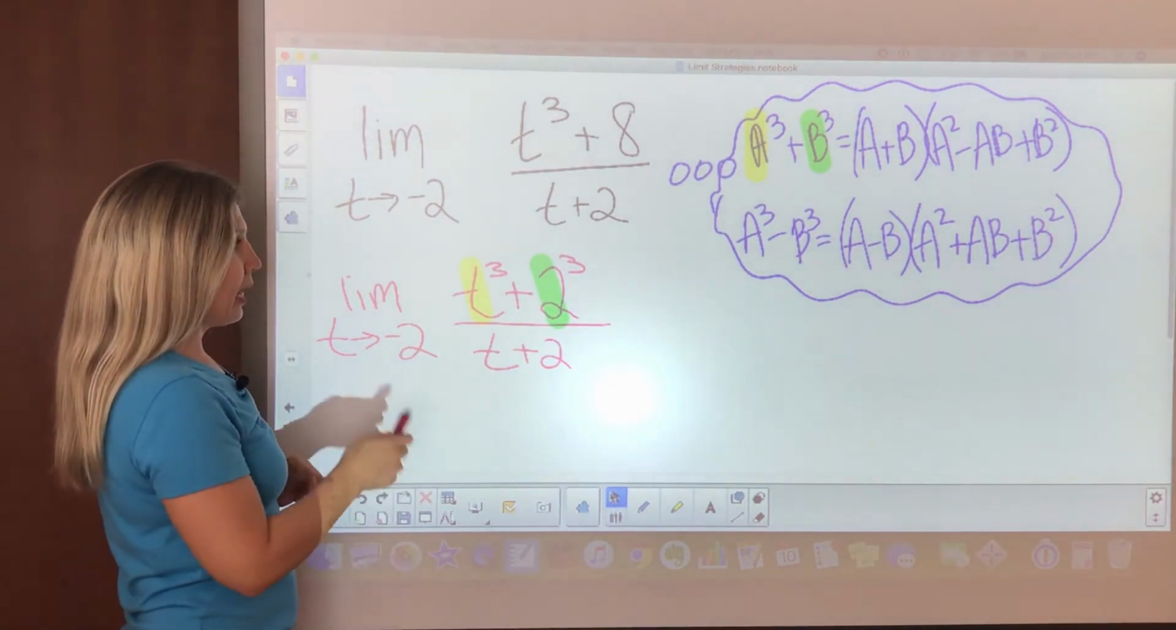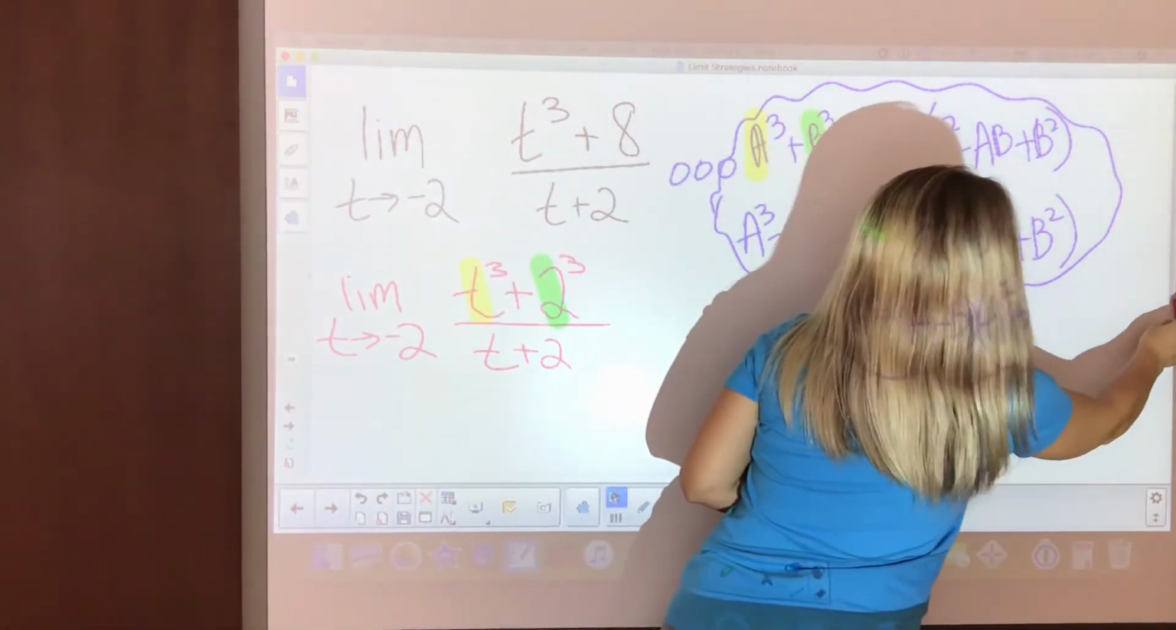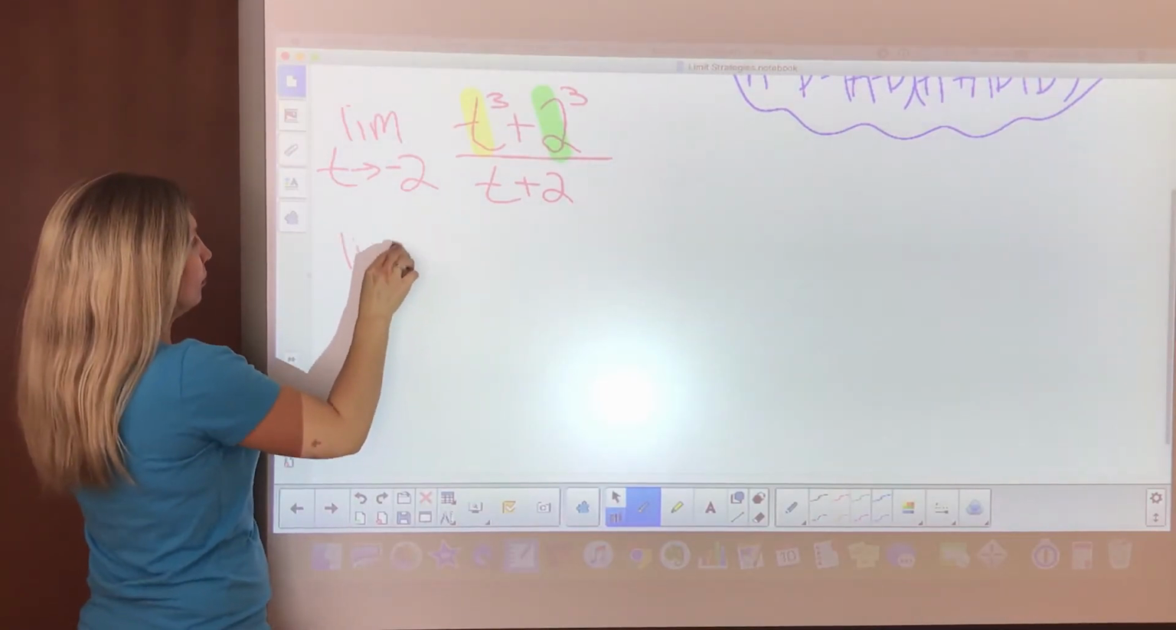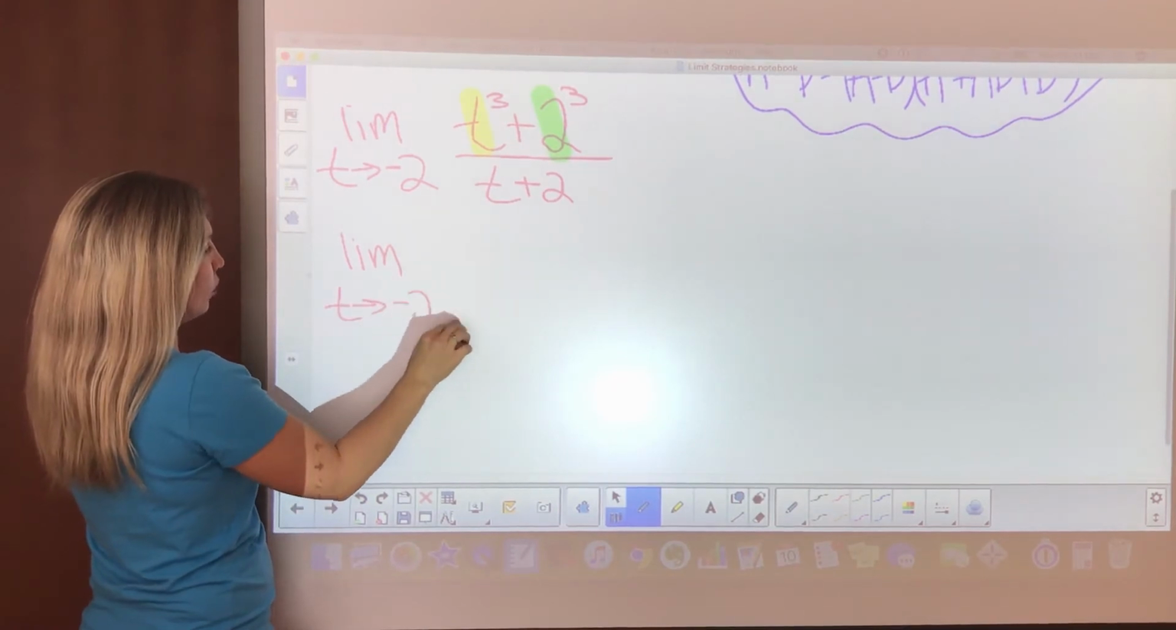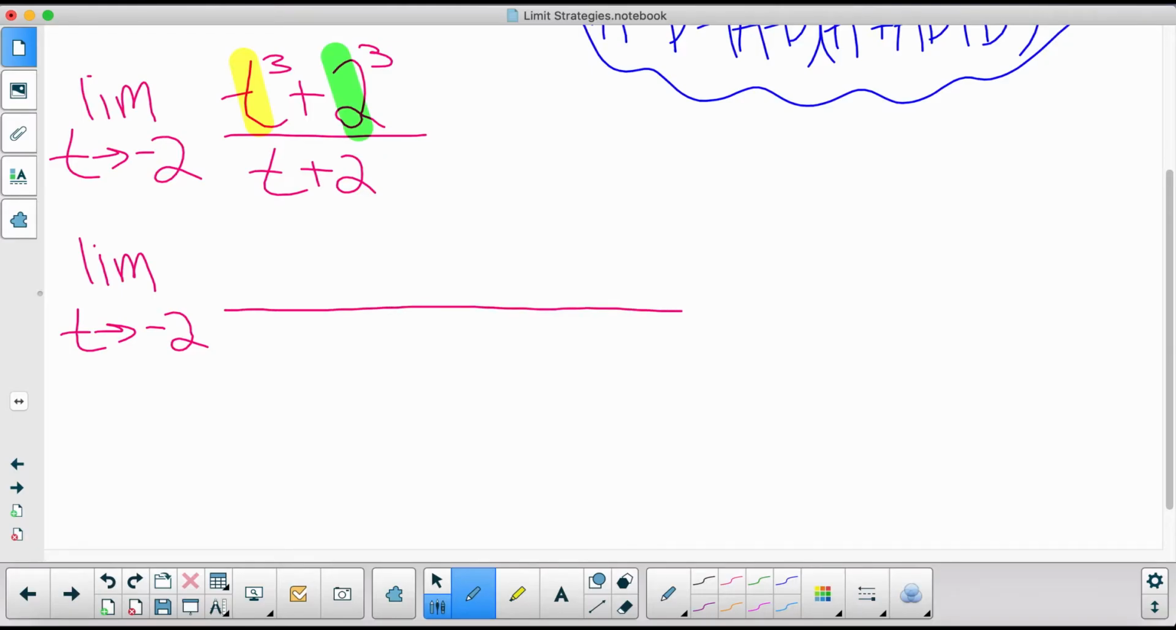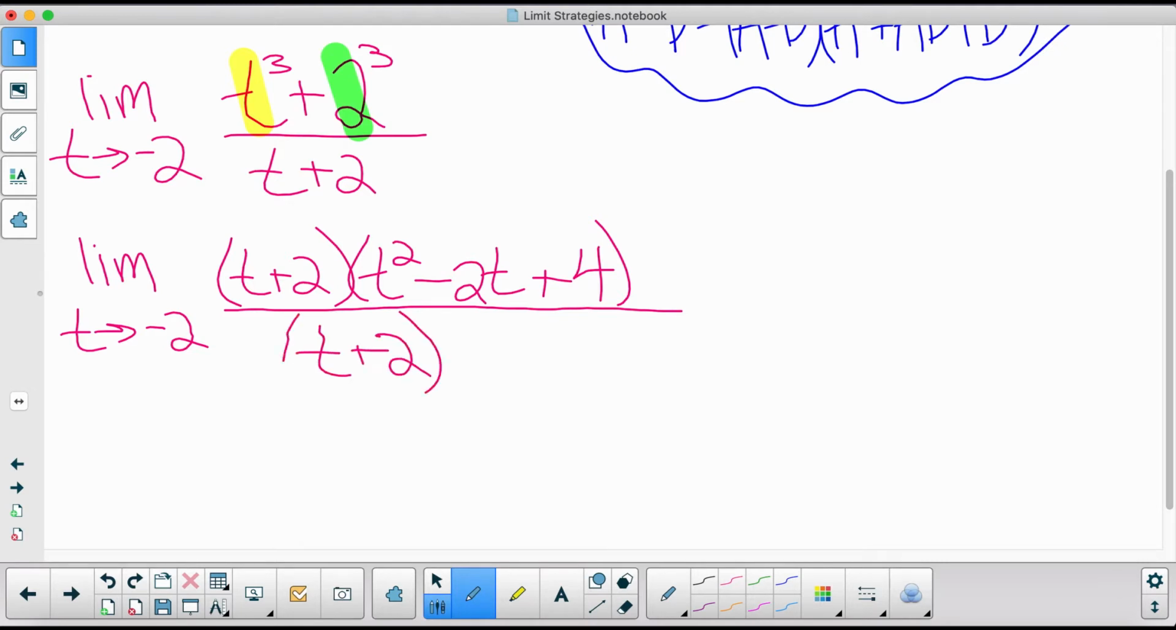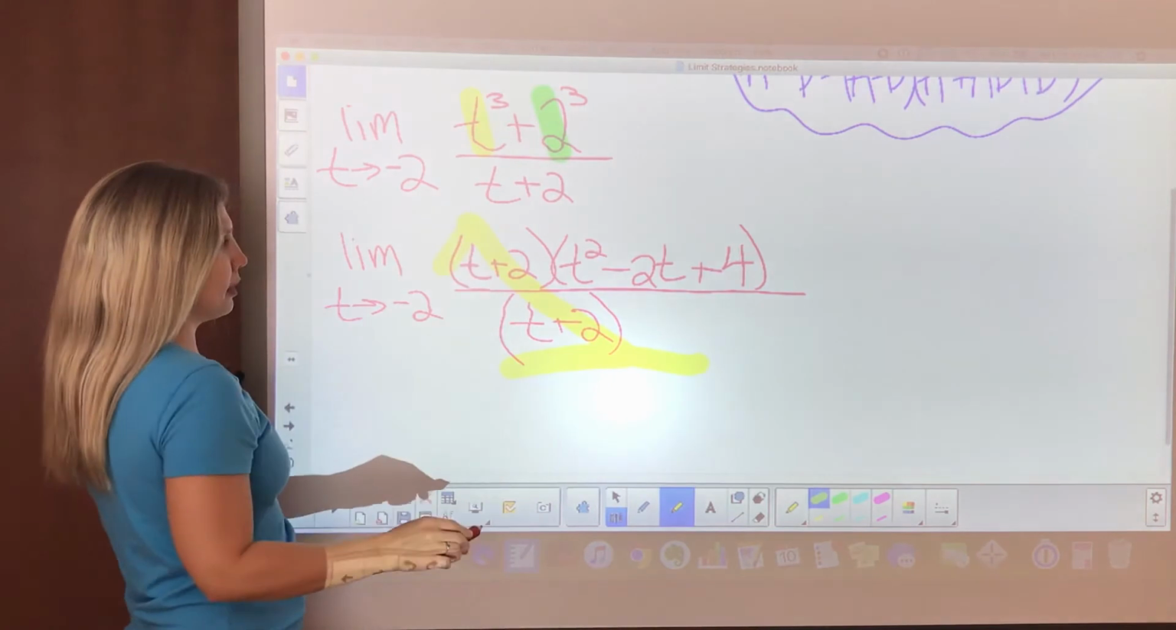So let's go ahead and I'm going to factor this out. So we have the limit as t goes to -2. Our numerator, t plus 2, t squared minus 2t plus 2 squared, which is 4, all over t plus 2. And now you should be getting really excited again because you see that 1 disguised is hanging out there.